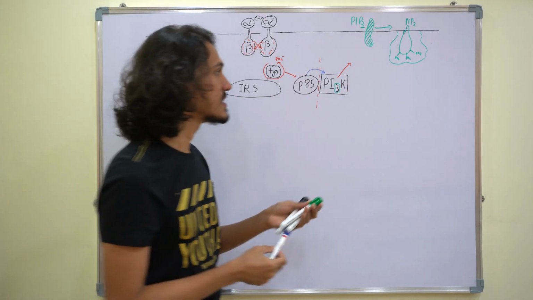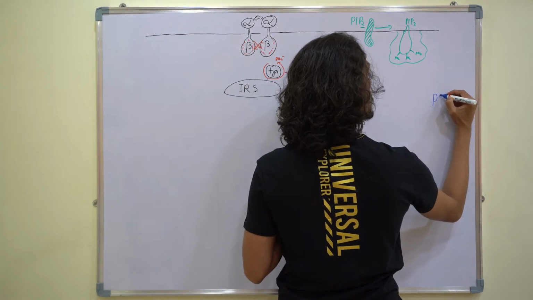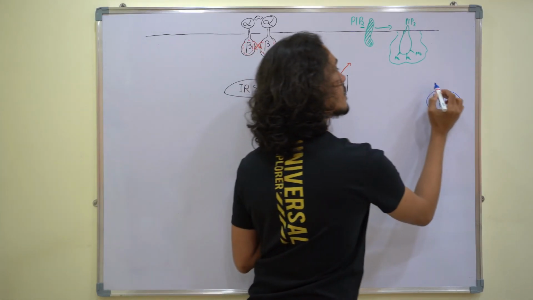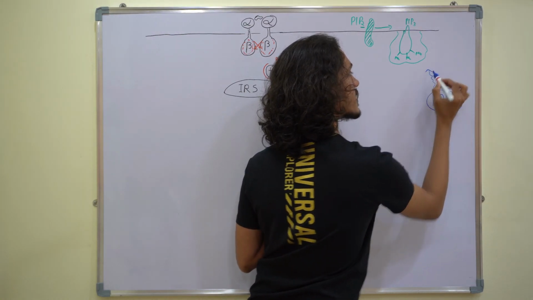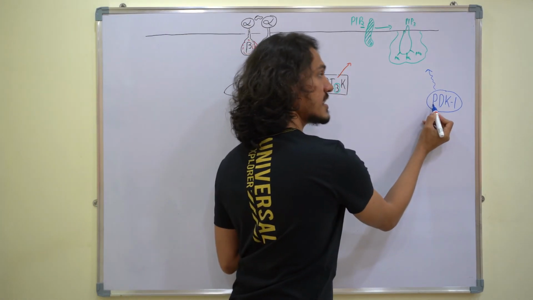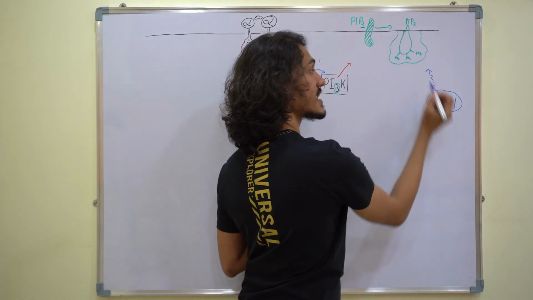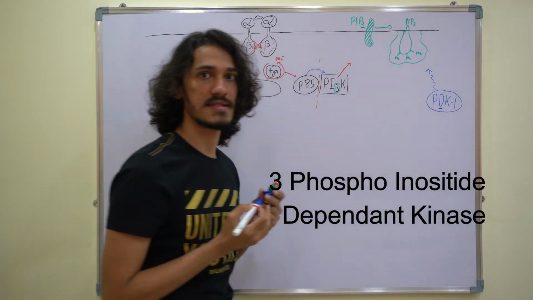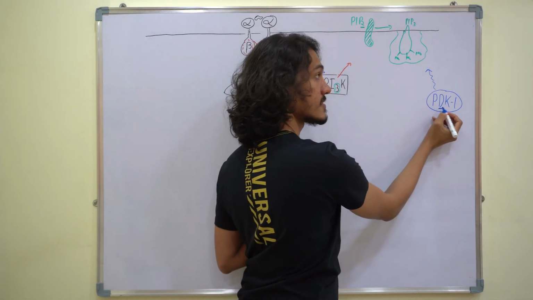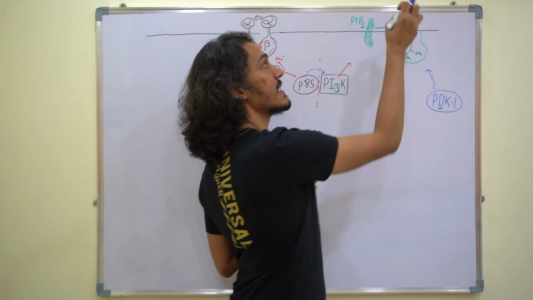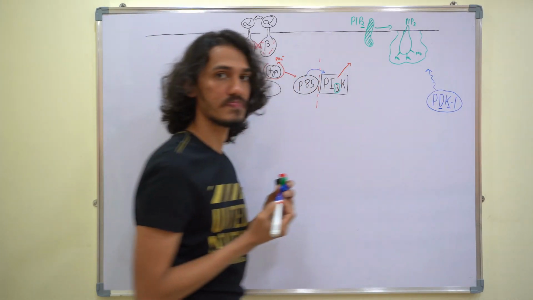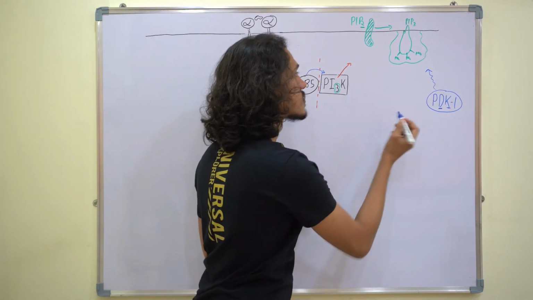So one set of molecule is your PDK. This is your PDK1. So that is one set of molecule that is going to get attracted over here. So what does PDK1 mean? So that is 3-phosphatidyl inositide dependent kinase. So it is a 3-phosphatidyl inositide dependent protein kinase. So when this is activated, based on that, now this gets activated and this is a kinase. So what does that do? That is what you need to understand.